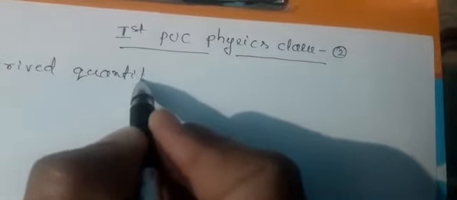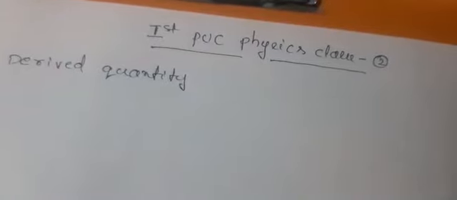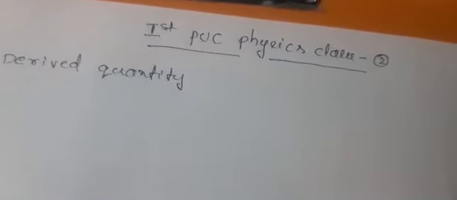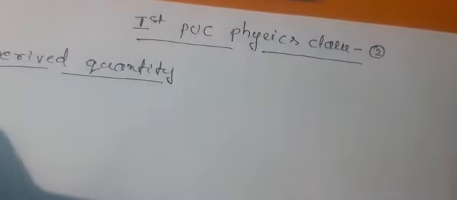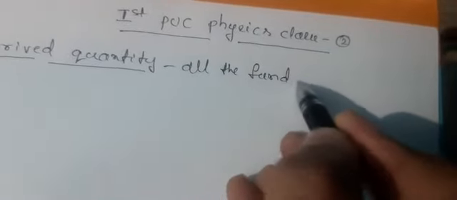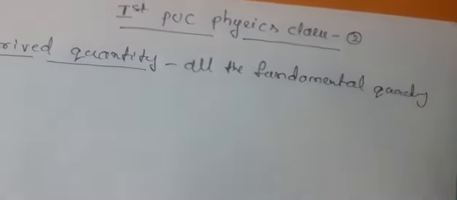The second type is the derived quantity. A derived quantity is also a physical quantity. It is derived from the fundamental quantities. All physical quantities obtained by using fundamental quantities are called derived quantities.